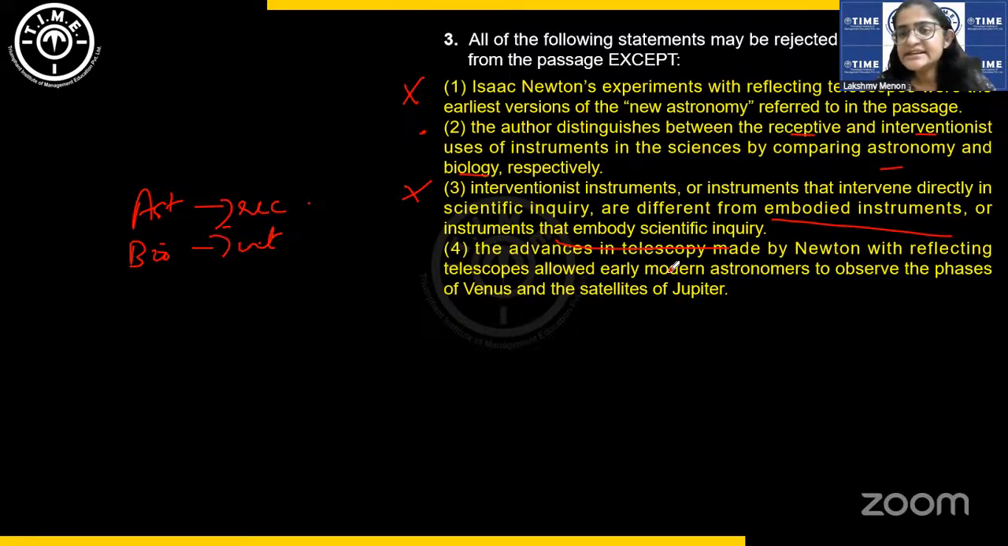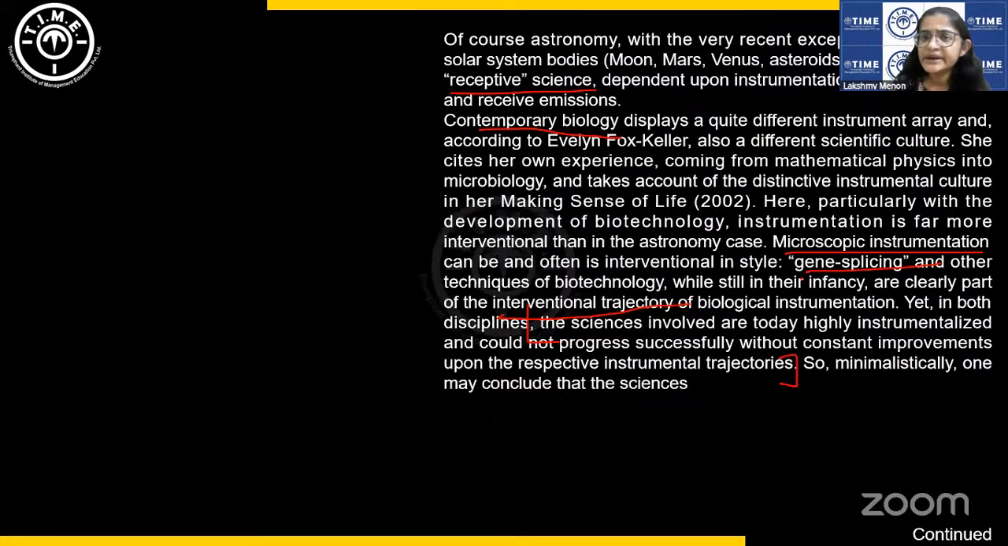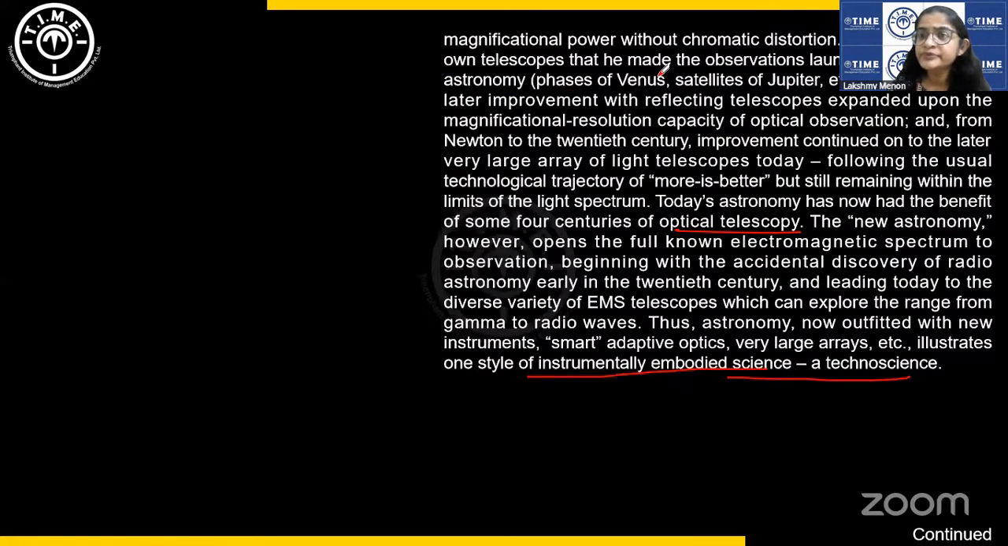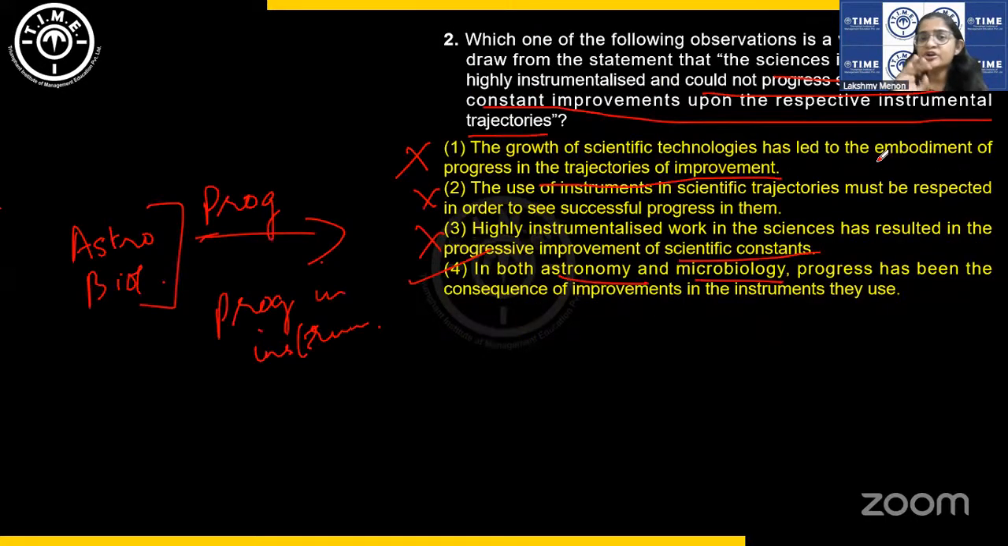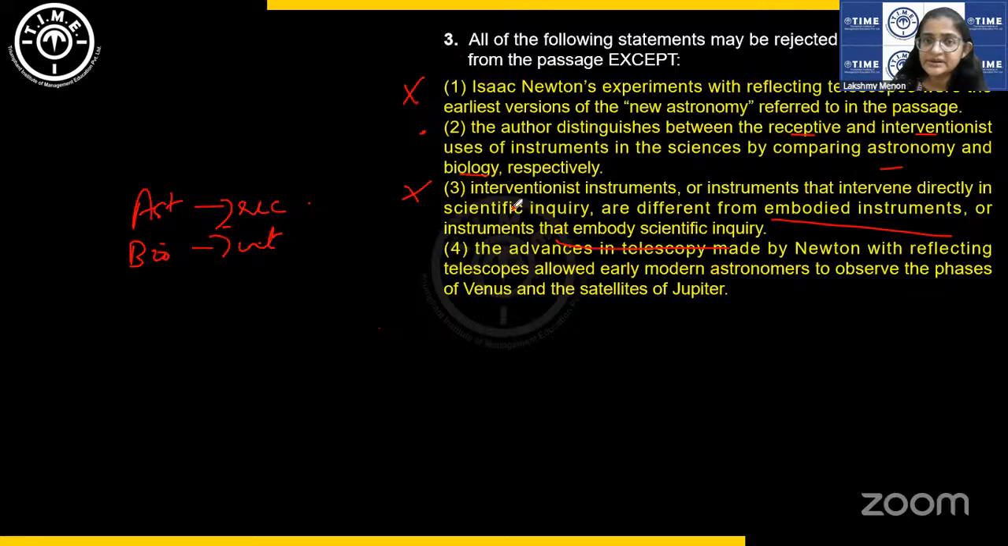The advances in telescopy made by Newton with reflecting telescopes allowed early modern astronomers to observe the phases of Venus and the satellites of Jupiter. What does it say about Newton? No. Phases of Venus, satellites of Jupiter, that was all because of Galileo. Isaac Newton is later. These discoveries are not attributed to developments or discoveries made by Isaac Newton.